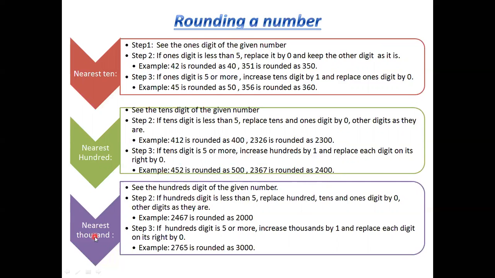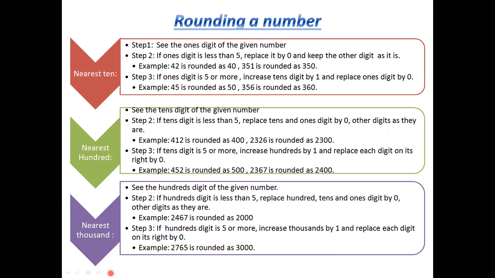Now we are moving to the nearest 1000. This is also the same. So for the nearest 1000, which place value do we have to check? Yes, we have to check the hundreds. Nearest to tens means ones. Nearest to 100 means tens. Nearest to 1000 means 100. Rest all the same. If the hundreds digit is less than 5, what do we have to do? We have to replace the hundreds, tens and ones by 0 and keep the other digits as they are. So 2467 is rounded as 2000. If the hundreds digit is 5 or more, what do we have to do? We have to increase the thousands by 1 and the remaining places on the right should be written as 0. So 2765 is rounded as 3000.